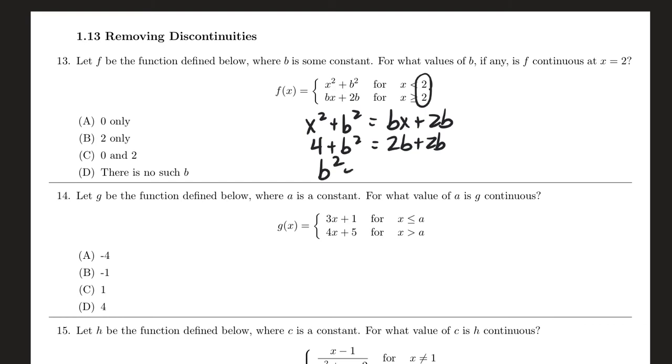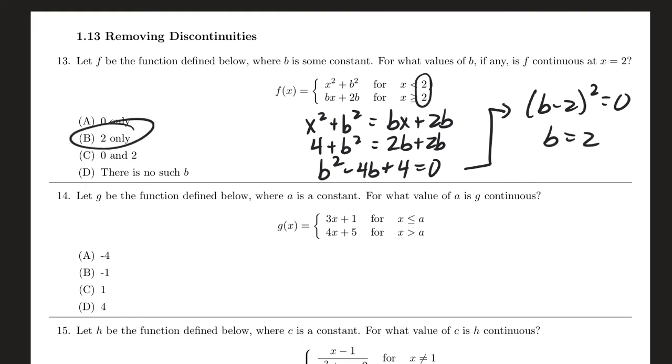I'm going to make it this. And I can factor that. And then I know that b equals 2. All right, so again, the main thing you're knowing is when you're removing discontinuities, those two pieces of the piecewise have to line up. And it happens when that x value, when that switch happens.